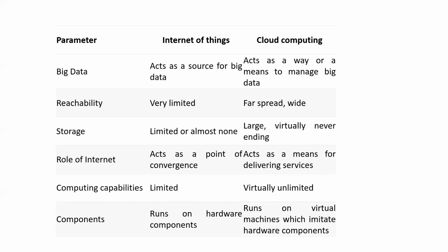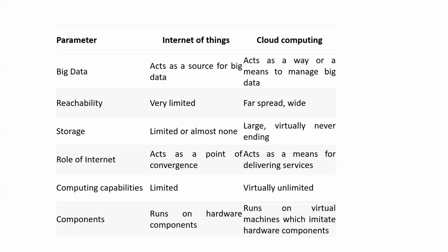Internet of Things is a source of big data, whereas cloud computing is a way to manage the big data. Reachability of IoT, if you consider it alone, is very limited. Reachability of cloud computing is far spread and wide. Storage for Internet of Things is limited, obviously, and for cloud computing, virtually it is never ending. That is what you can say.